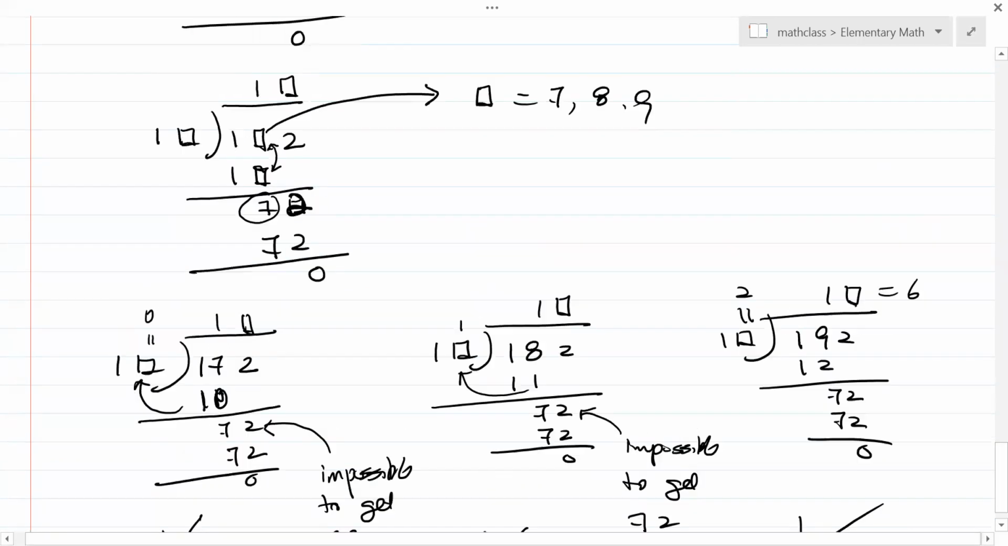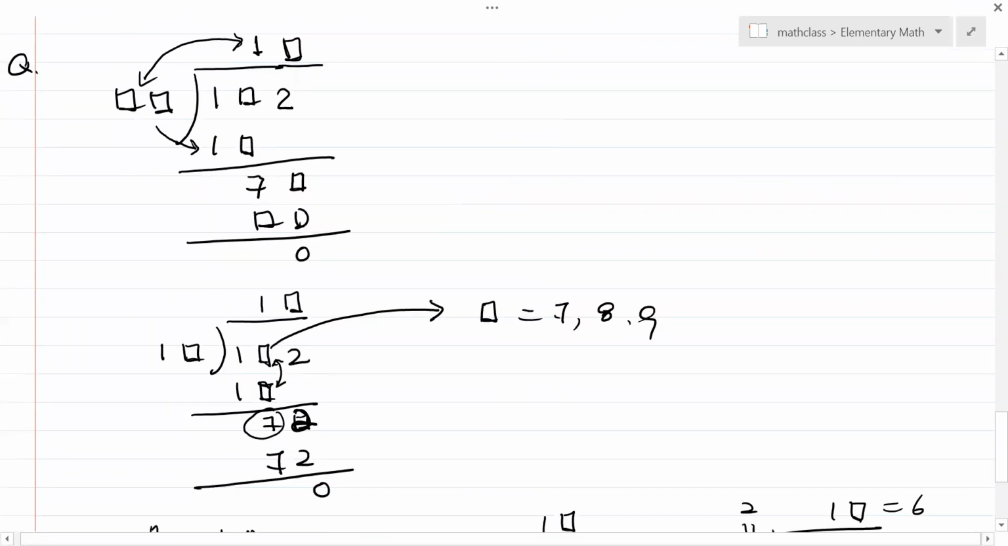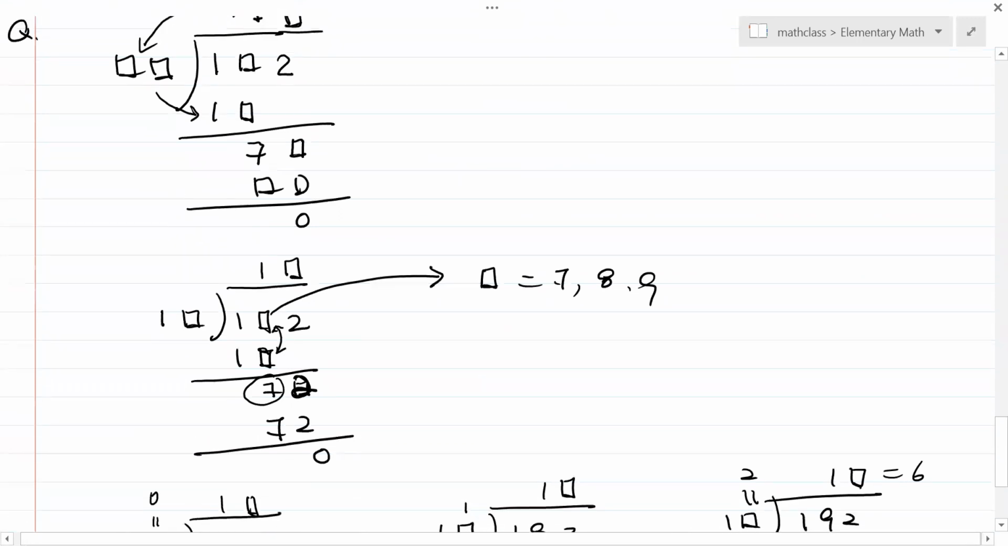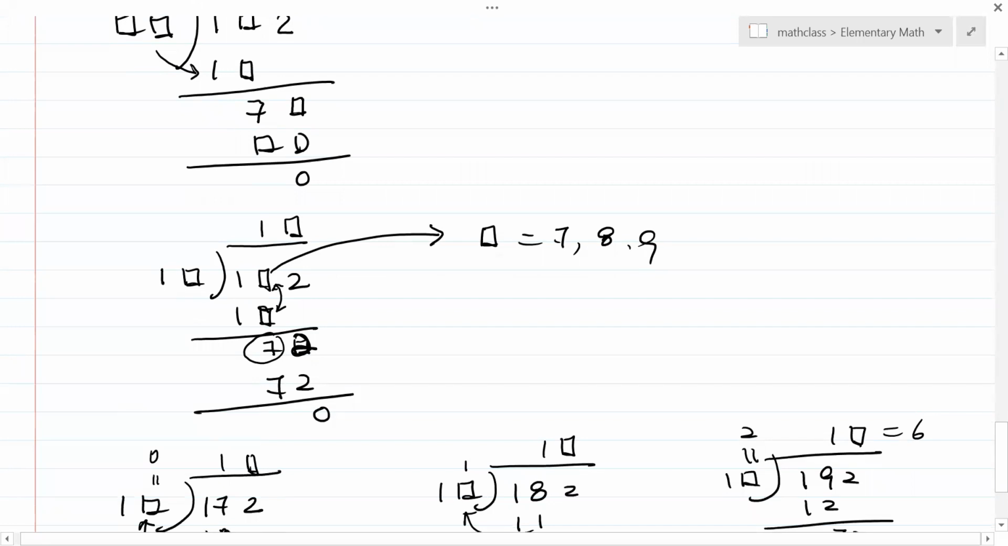Let's go back to this problem. You see, how do we solve it? First, you figured out the tens digit in the divisor, right? And then I tried several. Then I figured out this square. In this square, there should be only 3 possible numbers. Maybe there's another better way you can quickly figure it out.